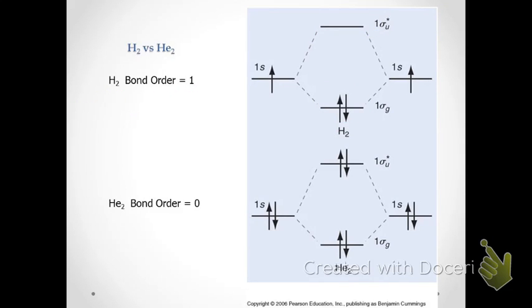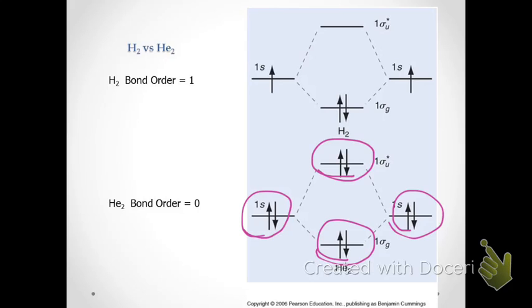Moving on to helium. Helium atoms have a 1s2 electron configuration, so each one contributes 2 electrons, for a total of 4 electrons. 2 electrons go into the lower bonding orbital, and then 2 electrons go into the antibonding orbital. As a result, when we calculate the bond order of diatomic helium, we get 0, which is an indication that the molecule is not stable.